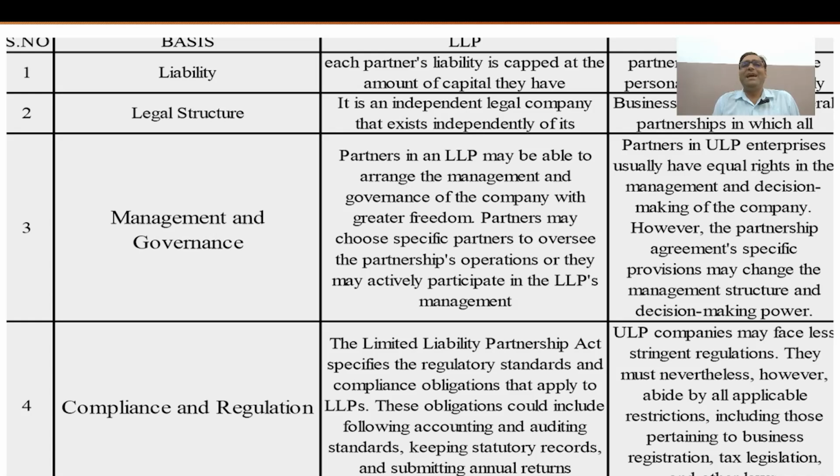Overall, the choice between an LLP and a ULP firm depends on various factors such as the nature of the business, the risk tolerance of the partners, and the level of personal liability protection. An LLP gives more limited liability protection to the partners. ULP firms may provide more flexibility in management and governance structures. Partners should carefully evaluate their options, seek legal advice, and determine the most suitable business structure for their needs.